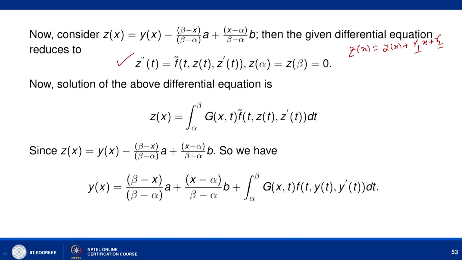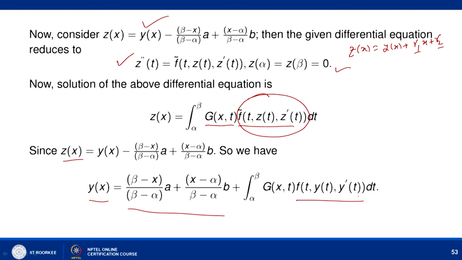Then our problem is now reduced to z double dash(t) equal to f tilde(t, z, z dash(t)), where z(alpha) equal to 0 and z(beta) equal to 0. Now we can write the solution of this problem as z(x) equal to the integral from alpha to beta of G(x,t) f tilde(t, z, z dash(t)) dt. We already know that y(x) and z(x) are connected by this formula, so we can write y(x) equal to z(x) plus this. When you write beta minus x over beta minus alpha times a and so on, plus the integral of G(x,t) f tilde, and rewrite it in terms of x, it comes out to be f(t, y(t), y dash(t)) dt.